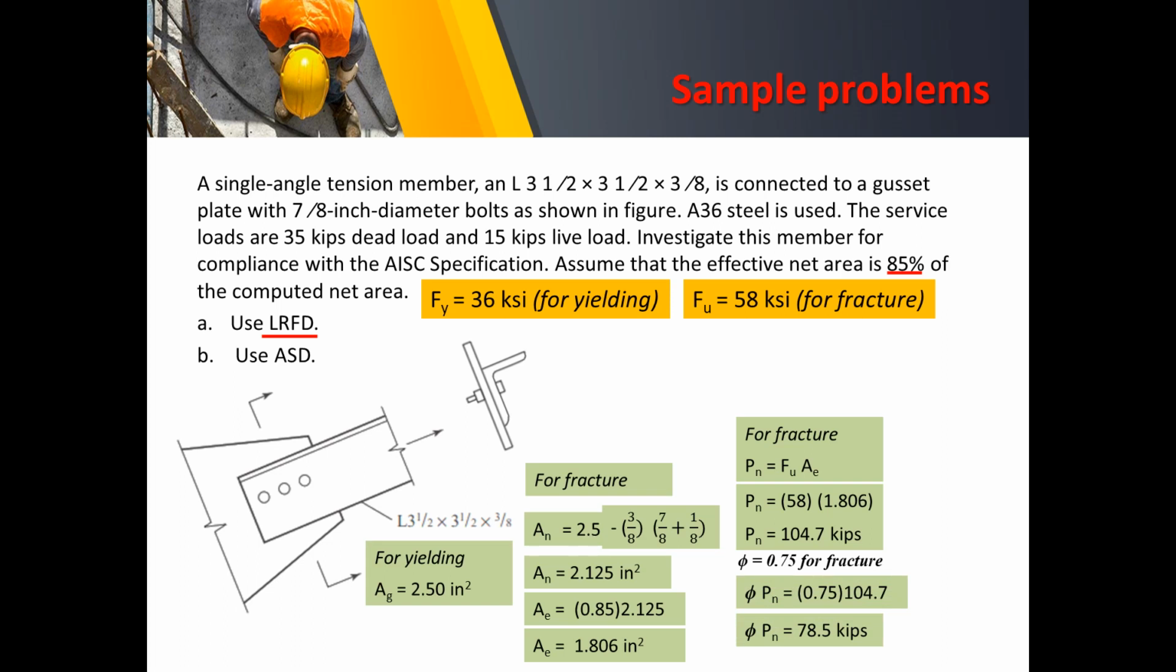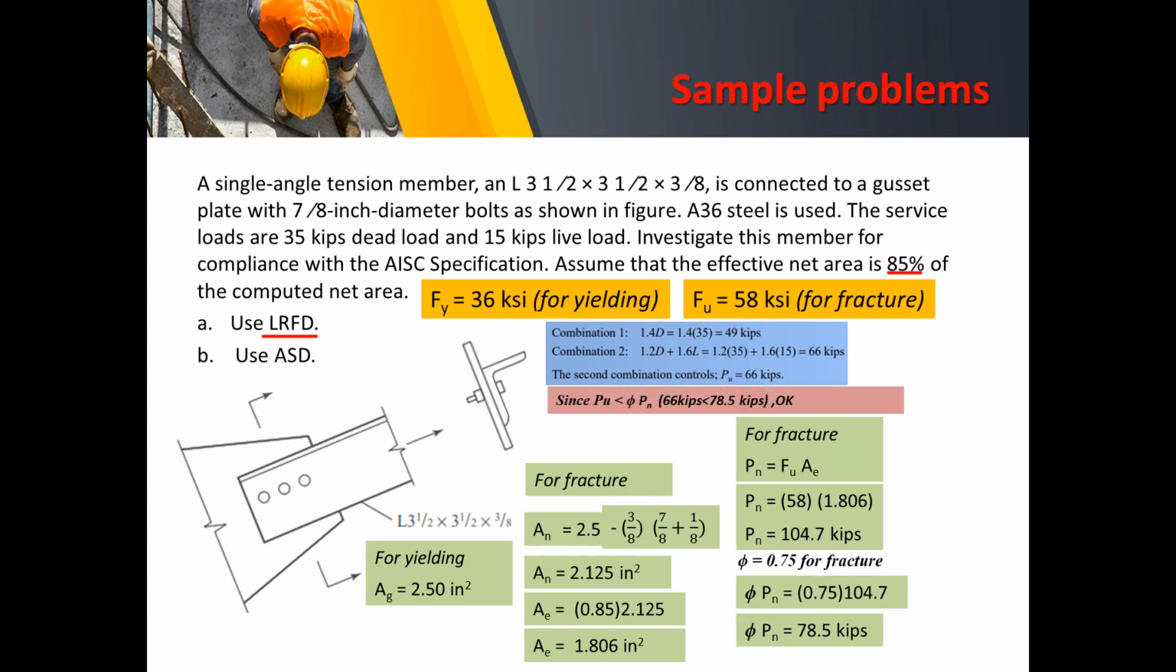Again, this must be compared with your service loads, wherein combination 2 prevails among the related combinations of dead load and live load. So we compare 66 to your 78.5 kips. Therefore, your factored load is less than your design strength. That is okay. Hence, the member is compliant on the design load with respect to fracture.